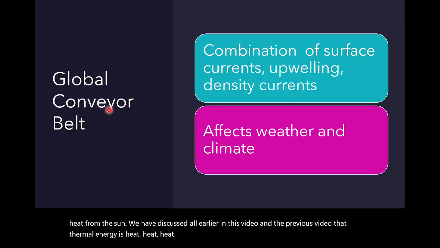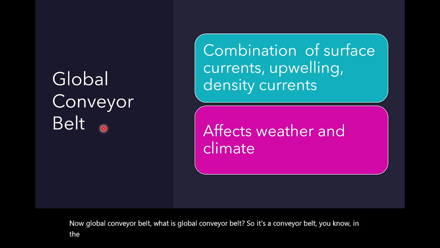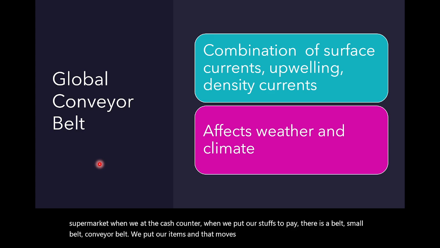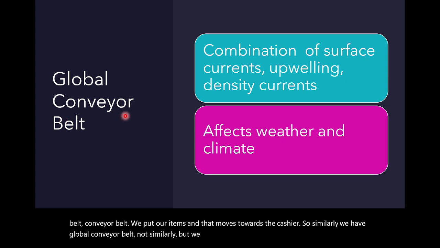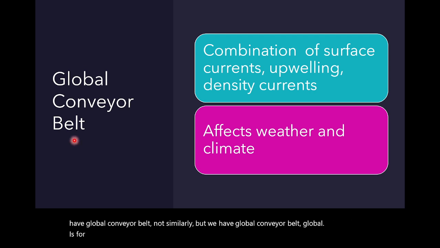Now, global conveyor belt. What is a global conveyor belt? It's like a conveyor belt in the supermarket: when we are at the cash counter and we put our stuff to pay, there is a small belt, a conveyor belt. We put our items and that moves towards the cashier. Similarly, we have a global conveyor belt. Global means for the world, and conveyor means something which is moving.